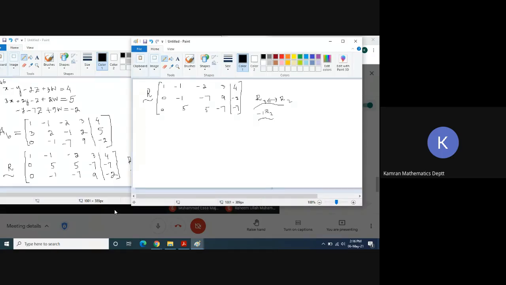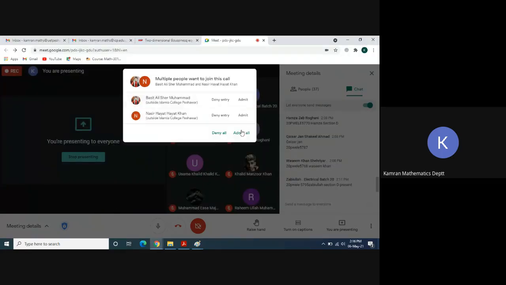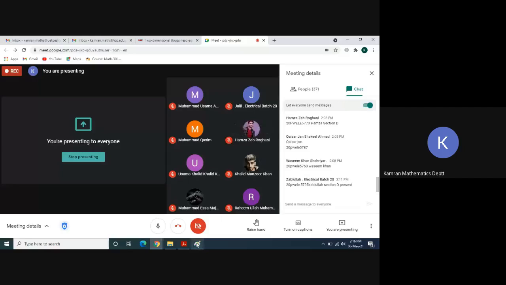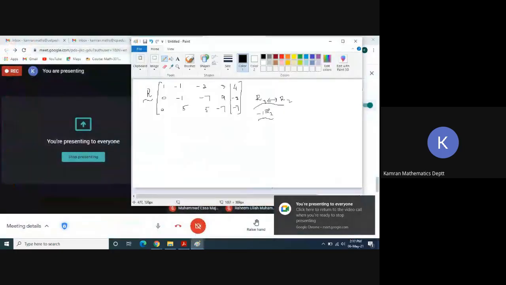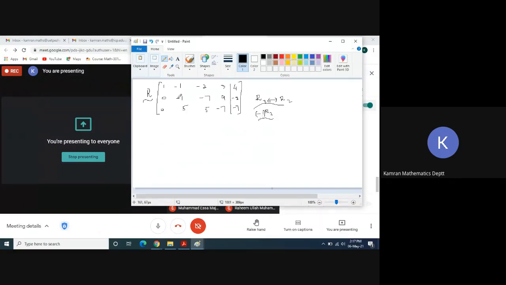Multiply R2 by minus 1 now. You would do this in the next step, but I have done it here. When we multiply R2 with minus 1, we will get here plus 1, plus 7, minus 9, plus 2. Multiplying R2 with minus 1.